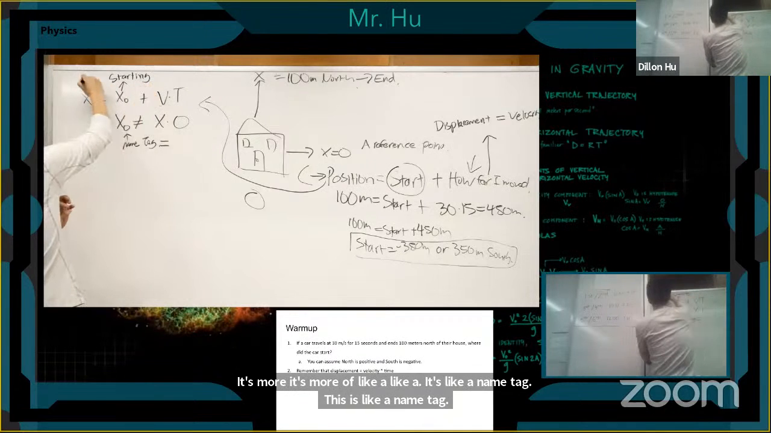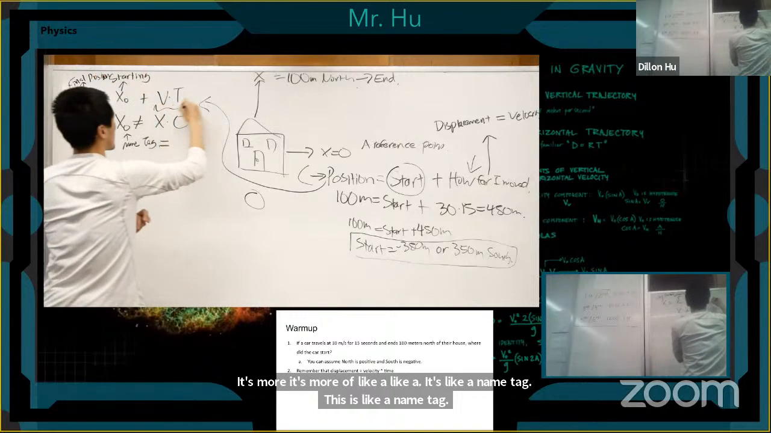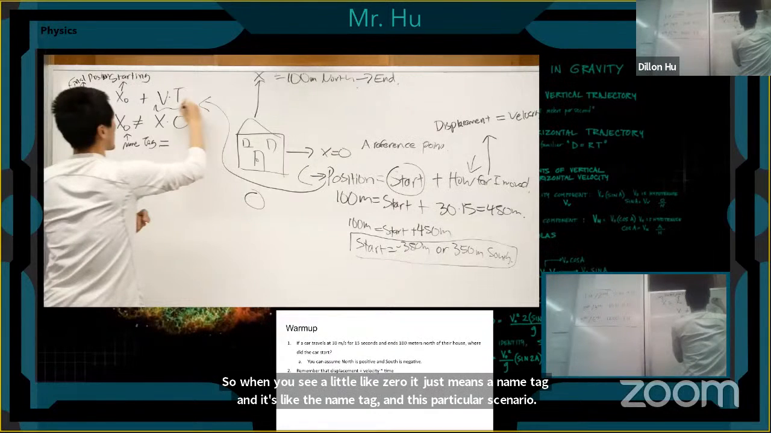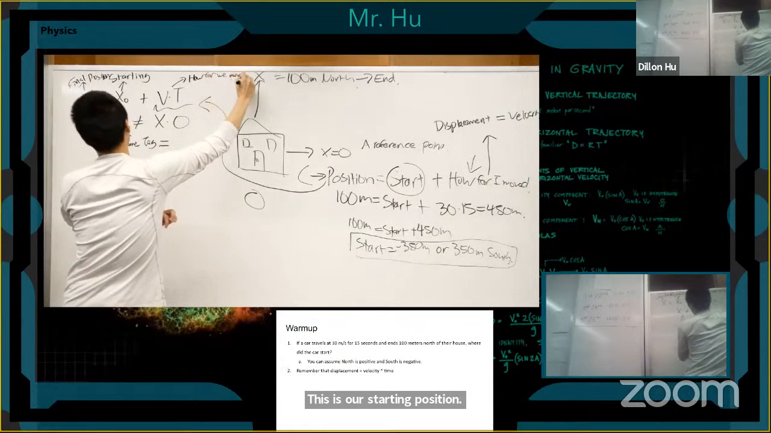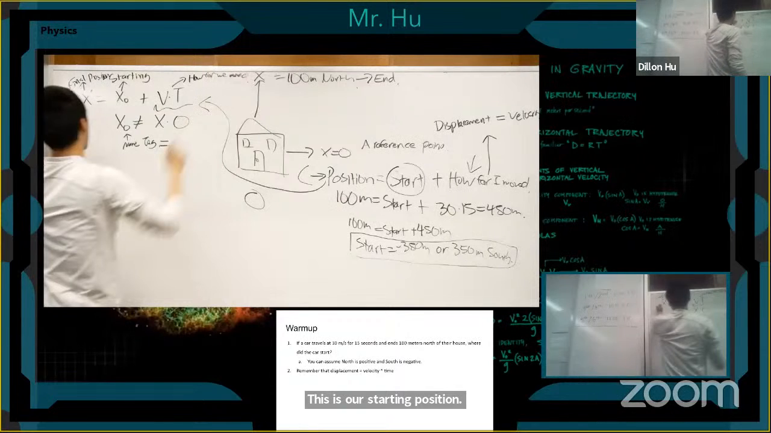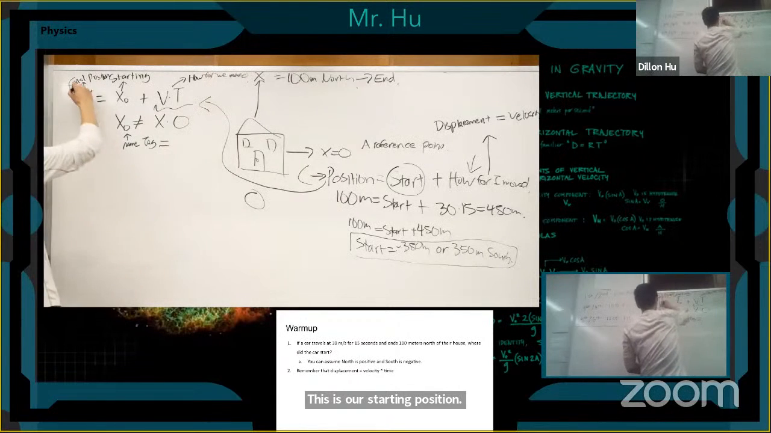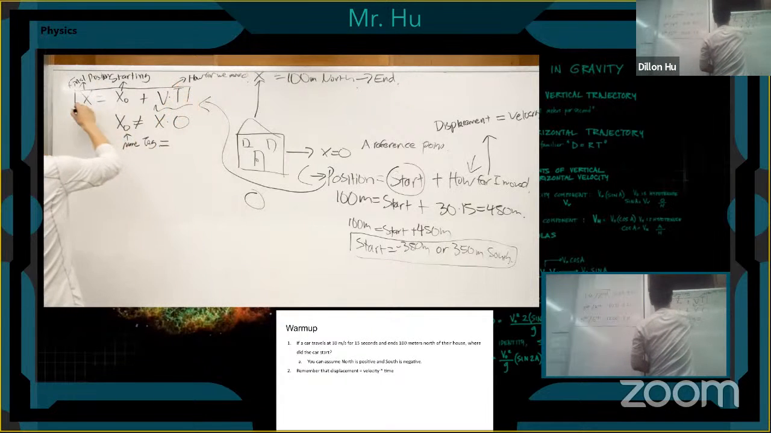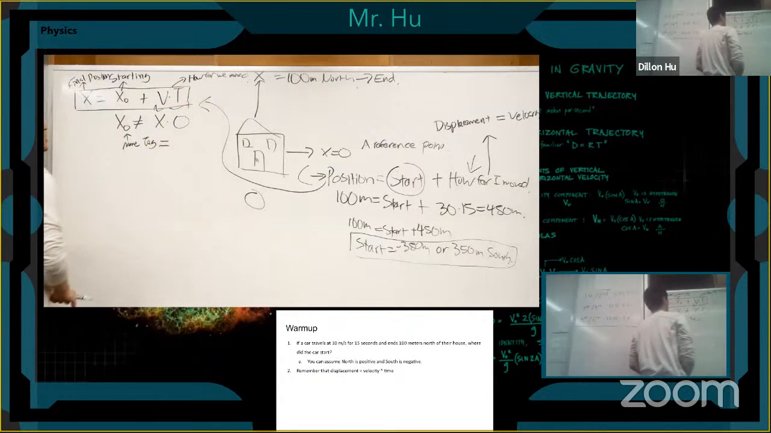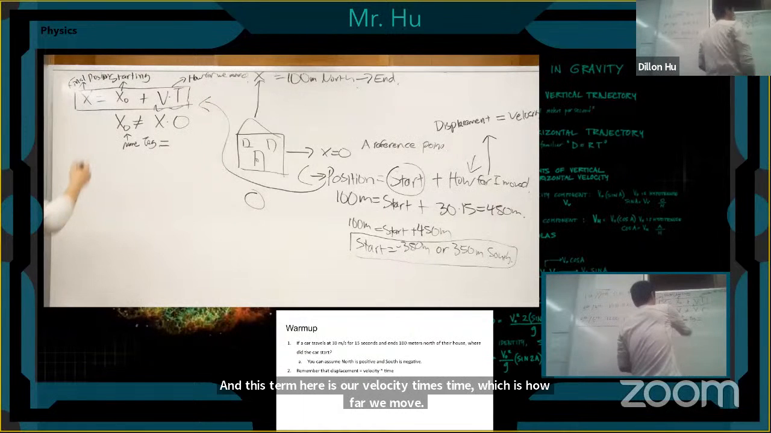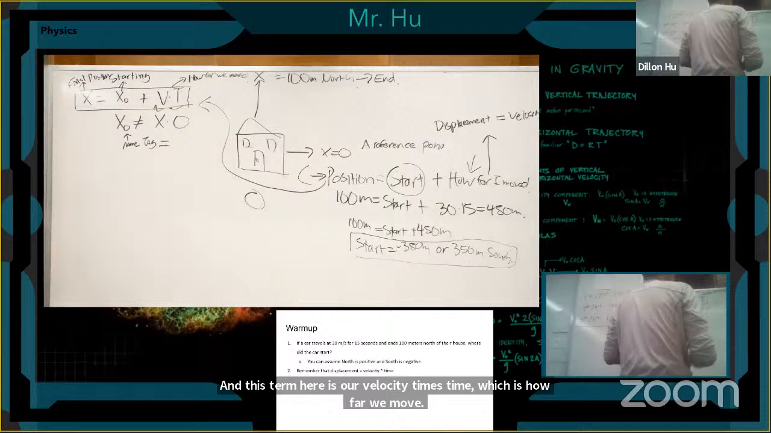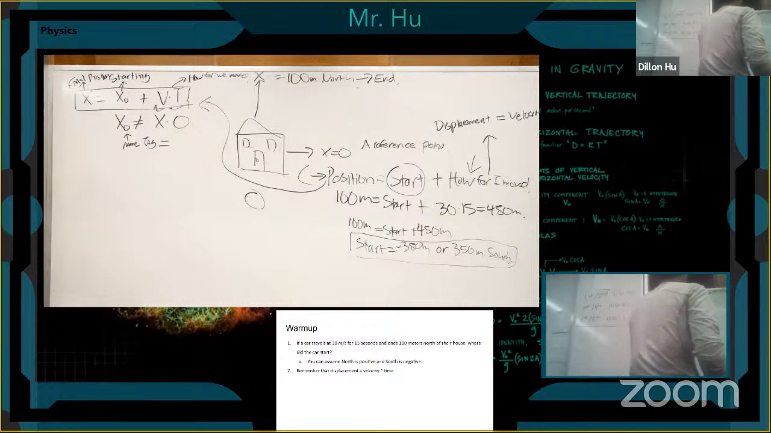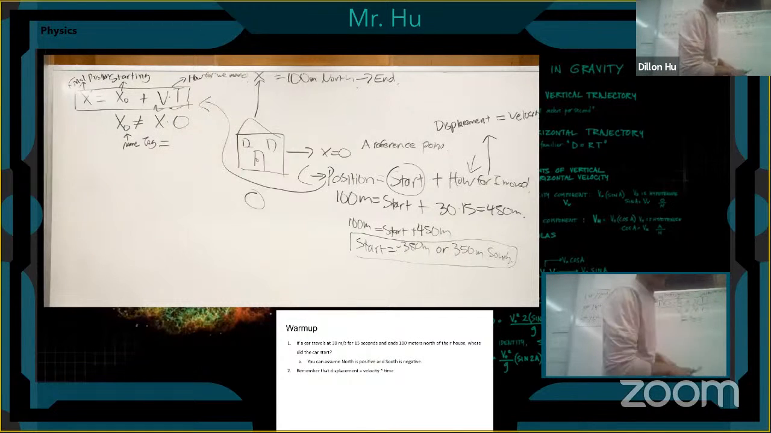Our x is our final position. And this term here is our velocity times time, which is how far we move. So if I want to know my final position, all I need is my initial position plus how far I moved. We can call this equation x equals x sub 0 plus v times t. This equation is very helpful in general for solving any velocity problem, especially word problems. Having a general setup like this is going to be very helpful, so I would highly encourage you to write it down.